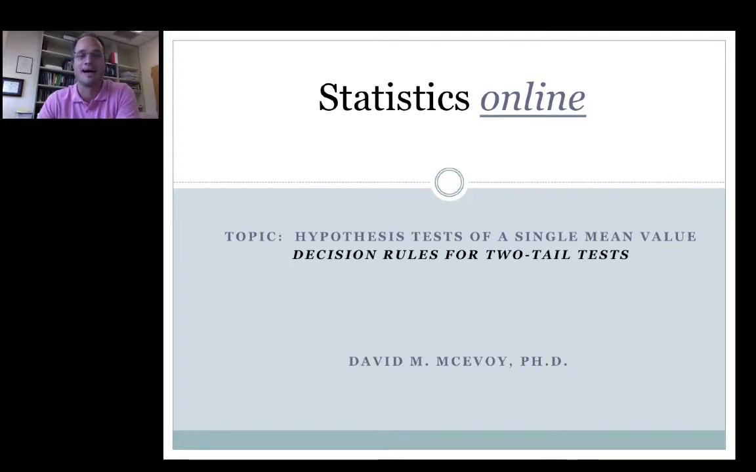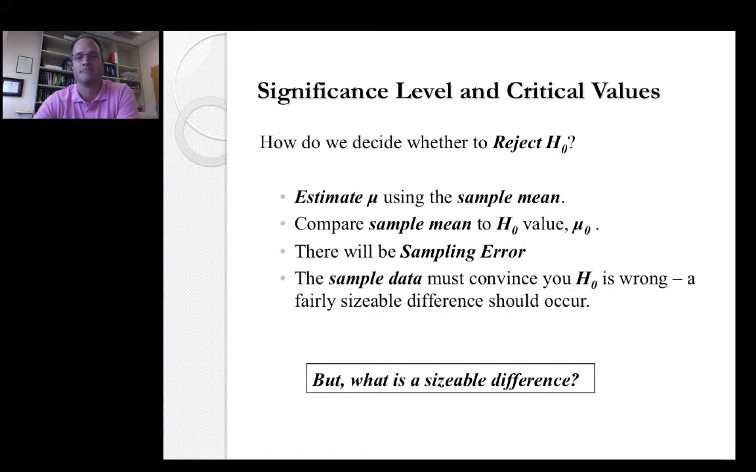So today we're talking about hypothesis tests of a single population mean, and specifically we're going to do some examples to show you the decision rules for a two-tailed test. And so the question is, how do we decide whether or not to reject a null hypothesis?